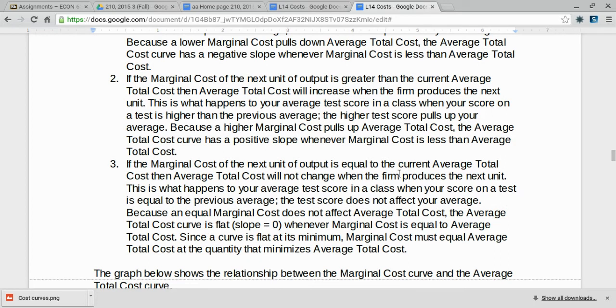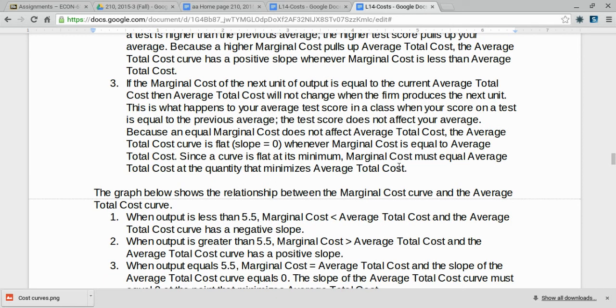If the marginal cost of the next unit of output is greater than the current average total cost, then average total cost will increase when the firm produces the next unit. This is what happens to your average test score in a class when your score on a test is higher than the previous average. The higher test score pulls up your average. Because a higher marginal cost pulls up average total cost, the average total cost curve has a positive slope whenever marginal cost is greater than average total cost.